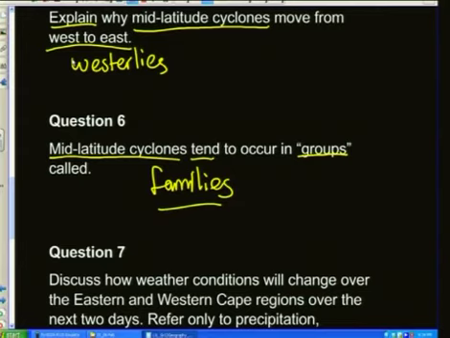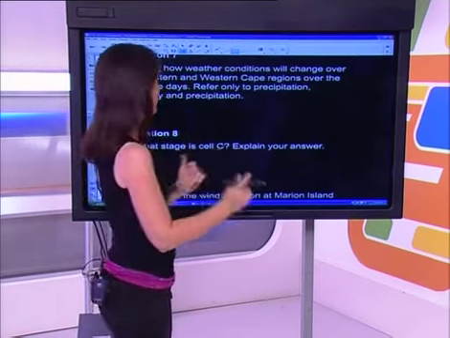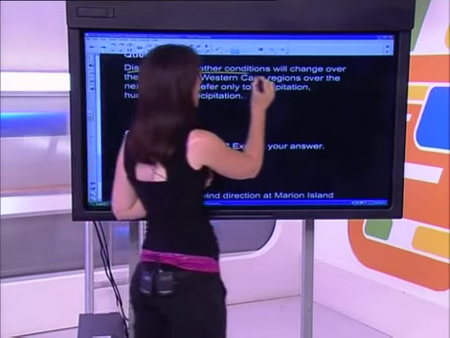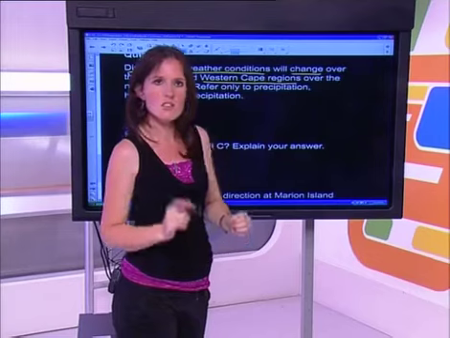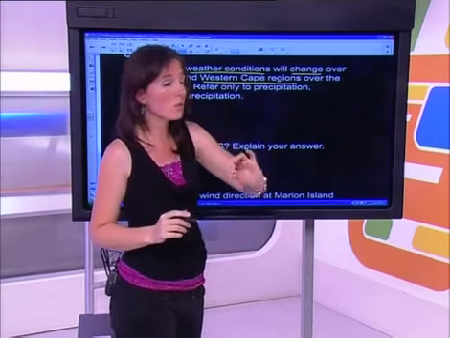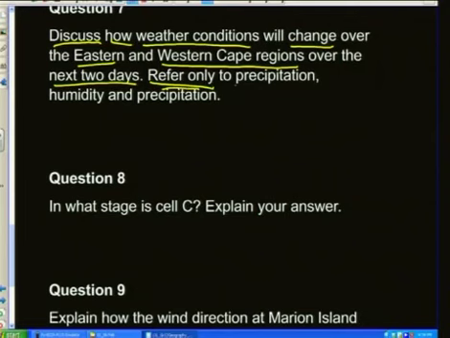Let's have a look at question 7. Discuss means you have to mention an effect but also explain why it's happening. It's very important that you remember to do that. Explain how weather conditions are going to change over the Eastern and Western Cape regions over the next 2 days. Don't just read that part and think, oh, I know about 6 different things, and start jotting them down. Make sure you finish reading your questions because they only ask you for a select few things. Refer only to precipitation, humidity, and that should have been pressure, so let's just change that one there.